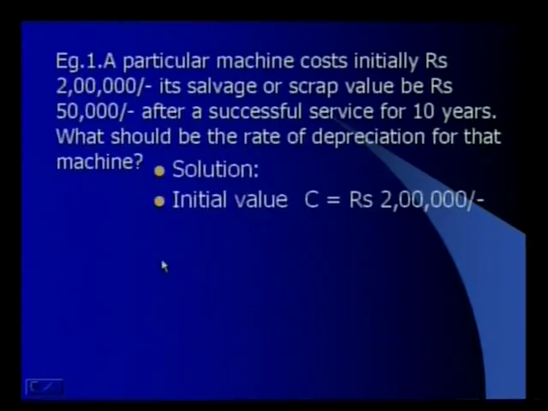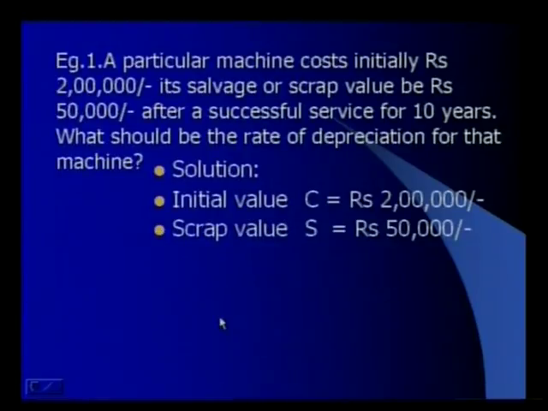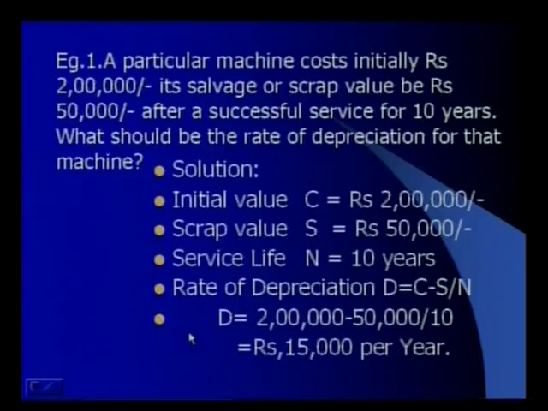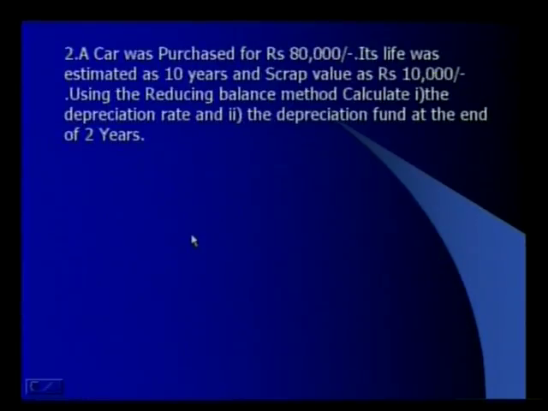By using the formula, let us see, the initial value C is 2 lakhs and S is 50,000 rupees, that is the scrap value, and the service life is 10 years. Rate of depreciation, by using this formula we can calculate it and we will get the value as 50,000 rupees, that is depreciation. Okay students, with this we have finished our topics of estimation, elements of costing, calculation of selling price of the product, fundamentals of estimation, and depreciation and various methods.